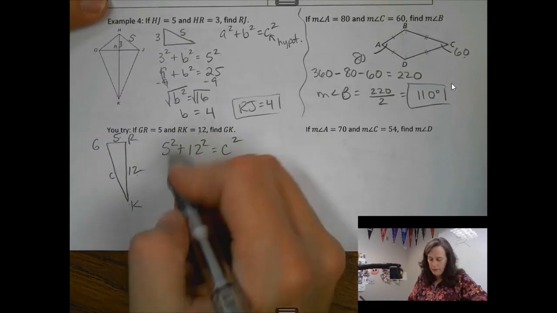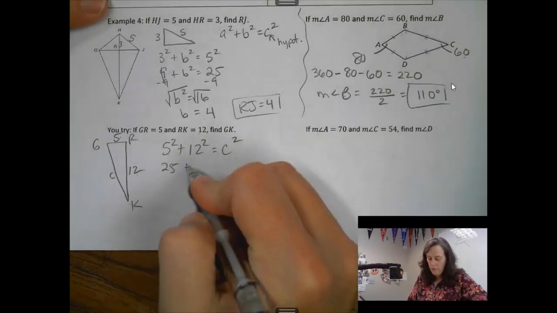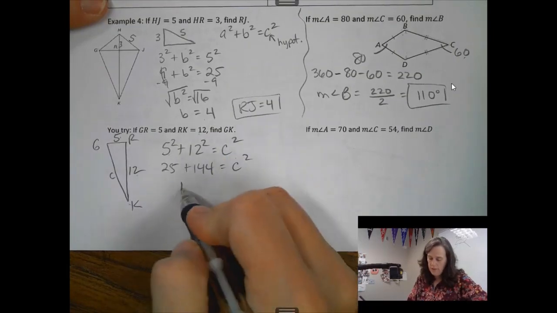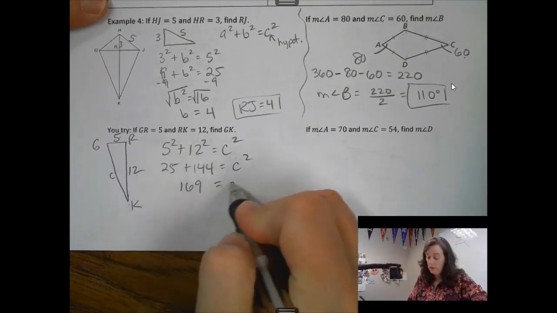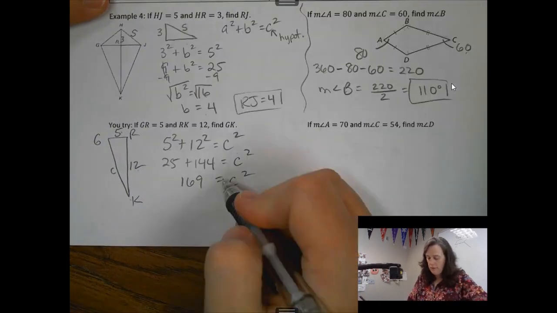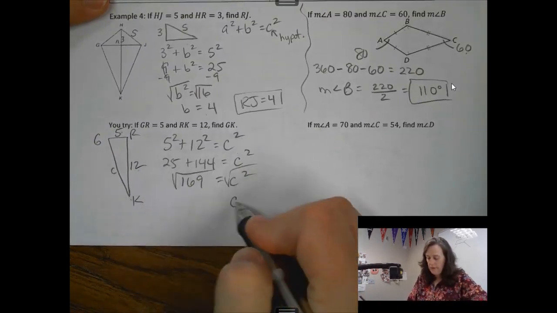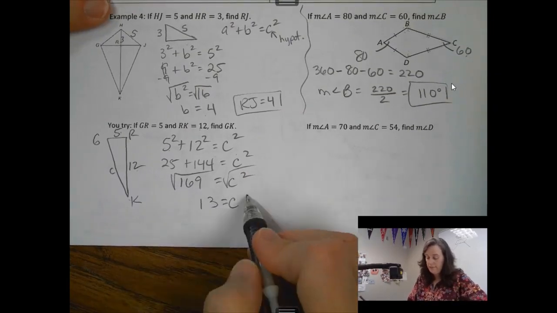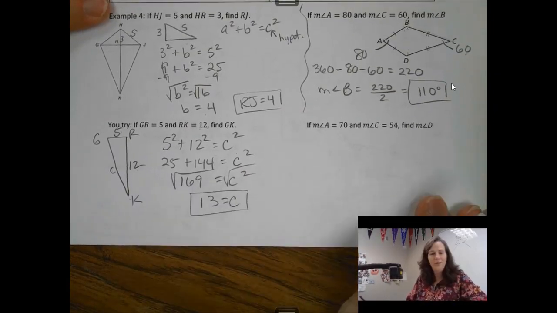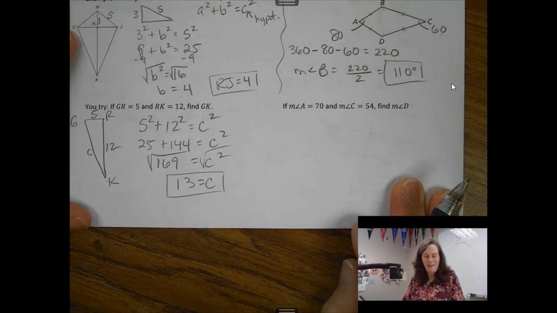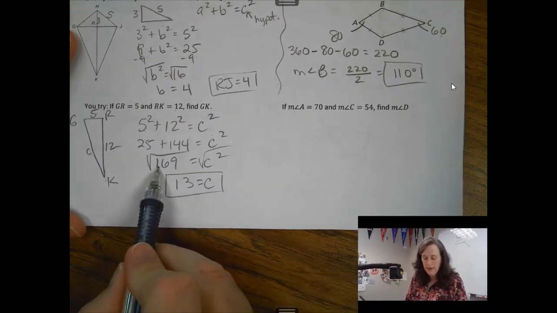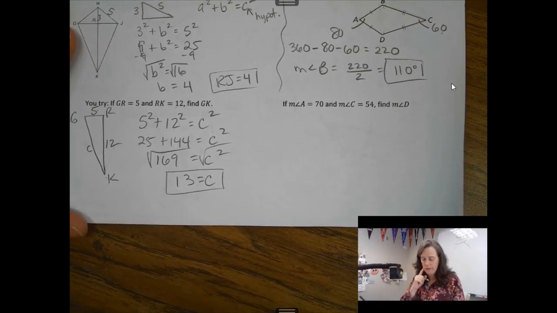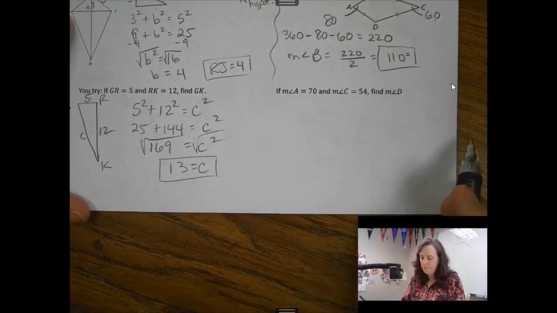So what do we have? 5 squared is 25, 144. Let's put those together. It's 169 equals c squared. We'll take the square root of that. Square root of 169 is 13. That's a perfect square. Did you get 13? Okay, if you stopped right there, I'm not going to mark that wrong on a test. That one happens to be a perfect square, so we can go ahead and finish it.